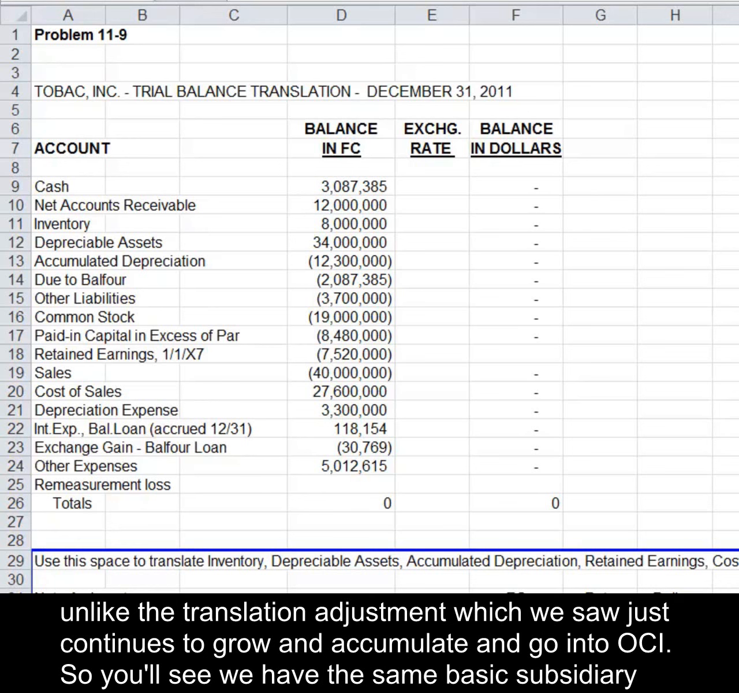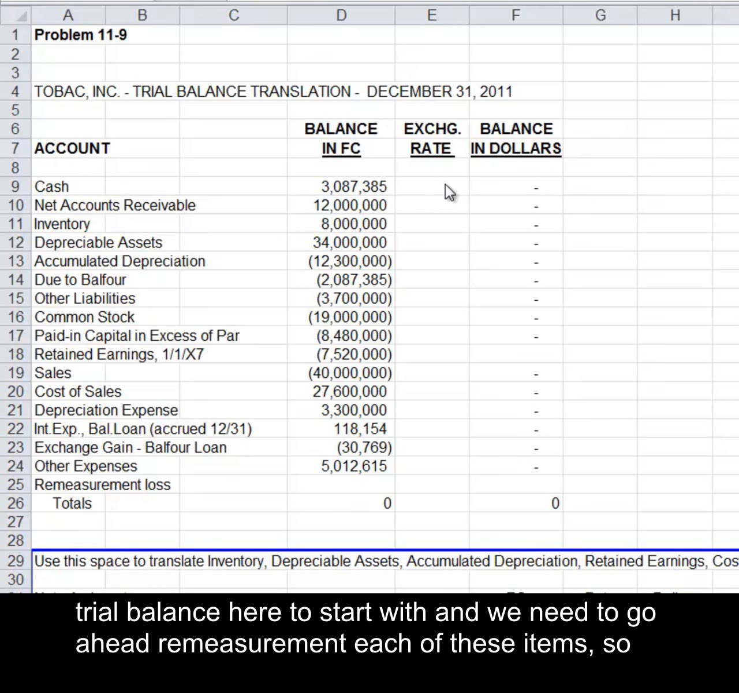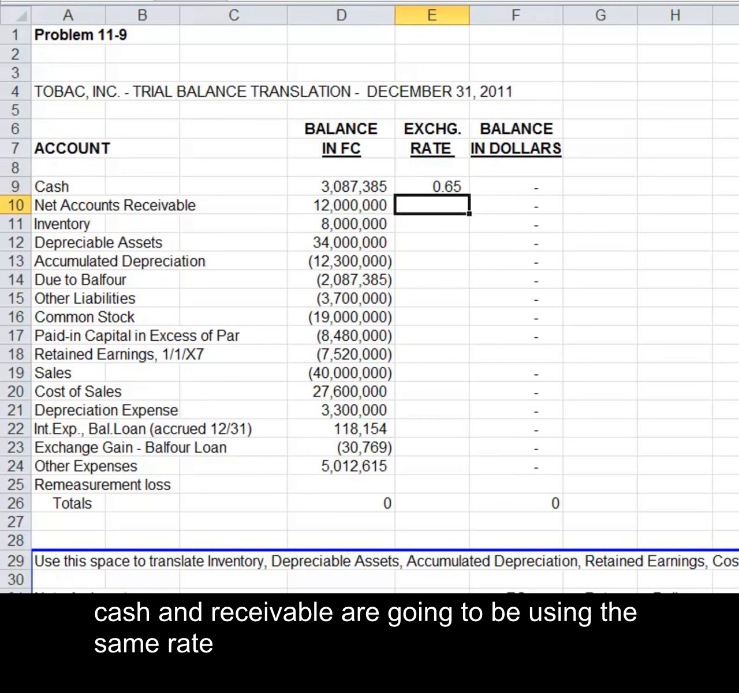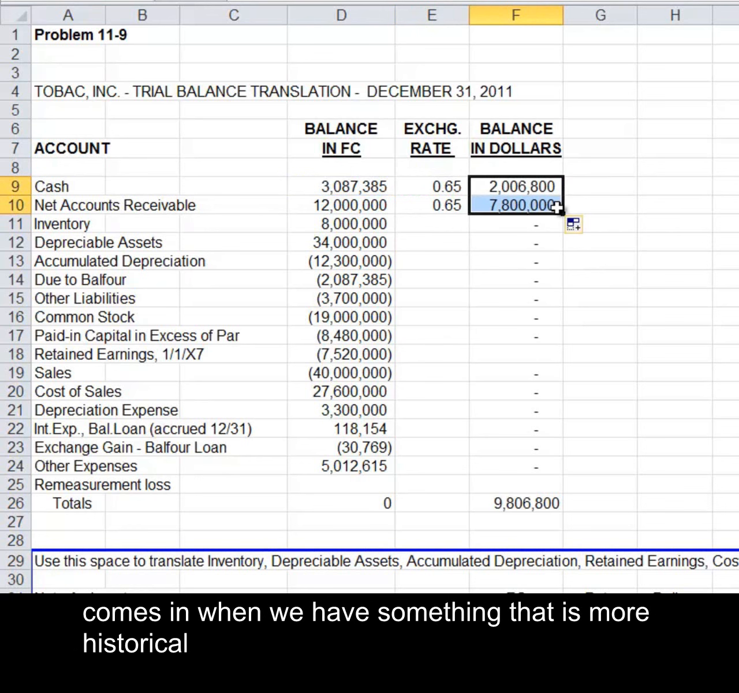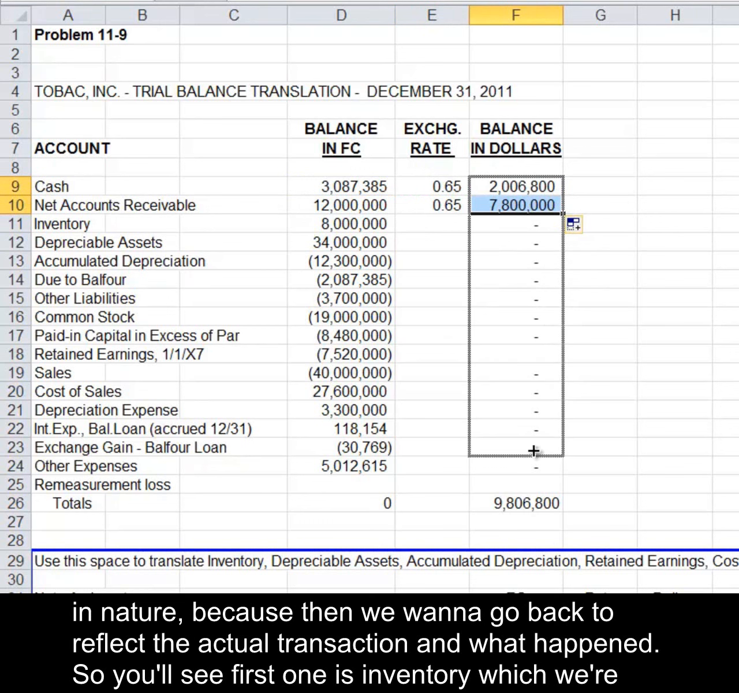So you'll see we have the same basic subsidiary trial balance here to start with, and we need to go ahead and remeasure each of these items. Cash and receivables are going to be using the same rate because those are items that are current. They don't have a historical value. The difference here comes in when we have something that is more historical in nature, because then we want to go back to reflect the actual transaction and what happened.